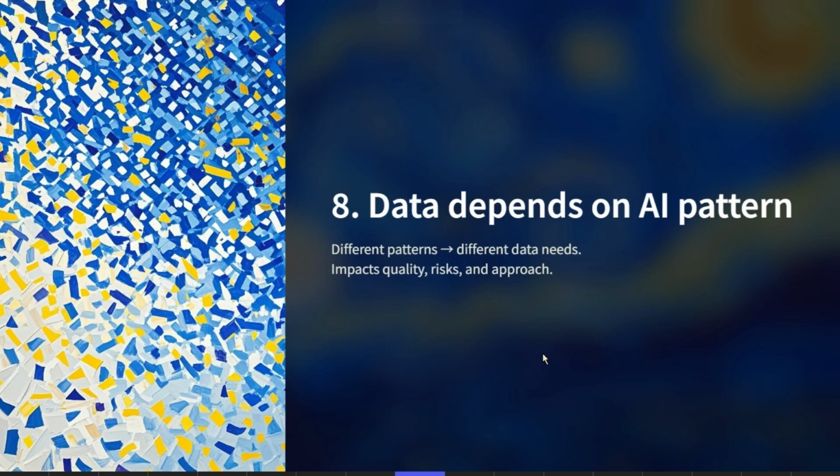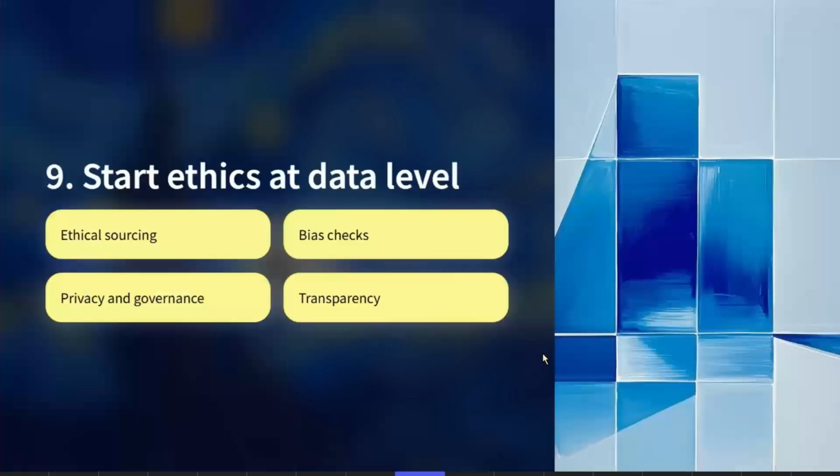This is also where trustworthy AI begins, at the data level. You must check: is the data ethically sourced, is it biased, does it meet privacy and governance rules, and can it support transparency?